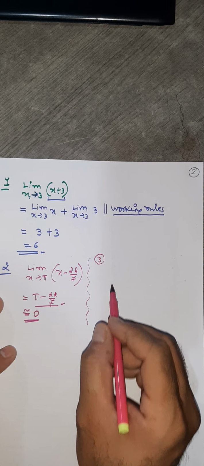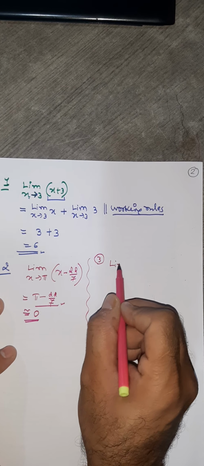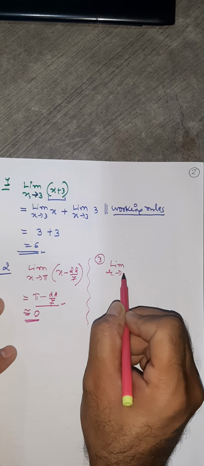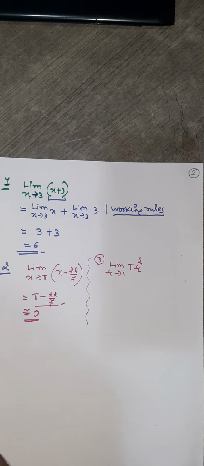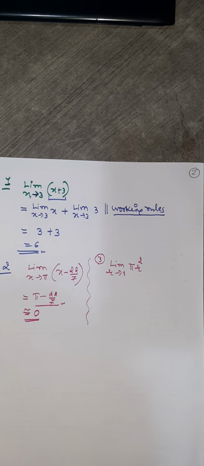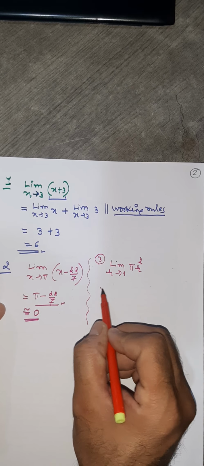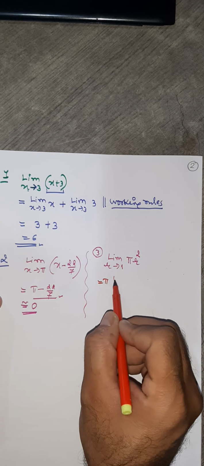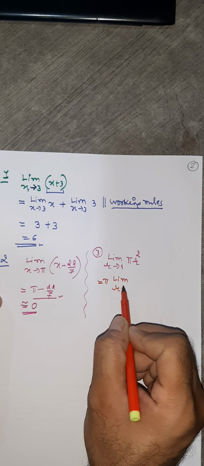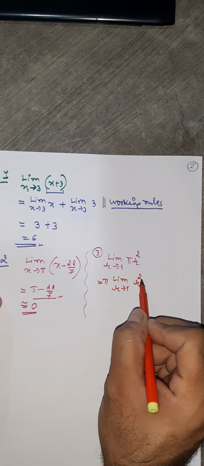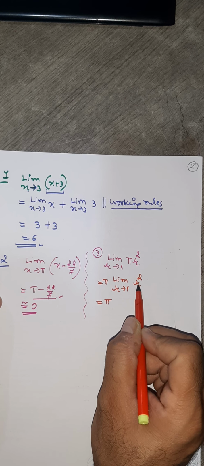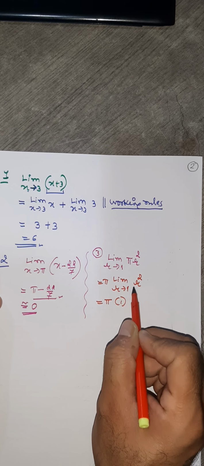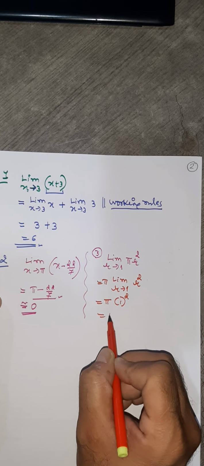Question number 3. Limit r tends to 1 of pi r square. Pi is a constant here. The limit depends upon what? R. So I can take pi outside. So you have pi times the limit r tends to 1 of r square. So place the limit now. Place the limit means what? Instead of r you put 1. So 1 square. So the final answer is pi.